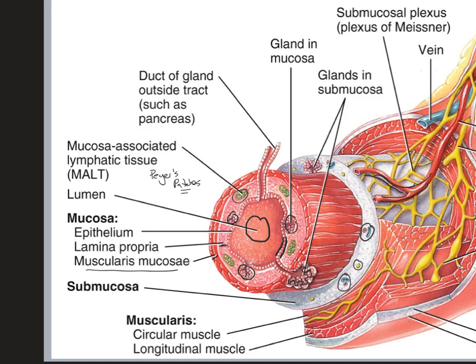The next and third layer is known as the muscularis. So the muscularis is responsible for those segmental contractions and peristaltic movements within the gastrointestinal tract. We find two layers. Now, we have an exception to this, and that's going to be in the stomach, where we find a third layer.